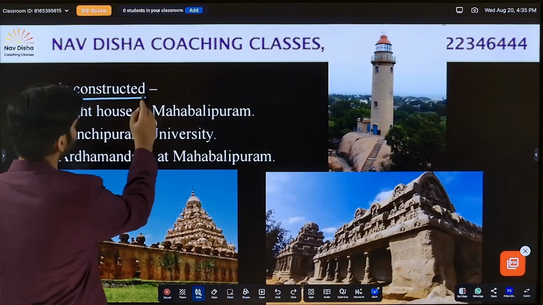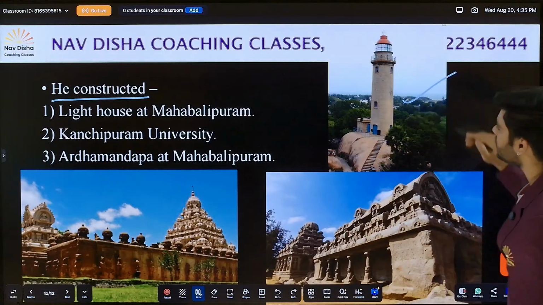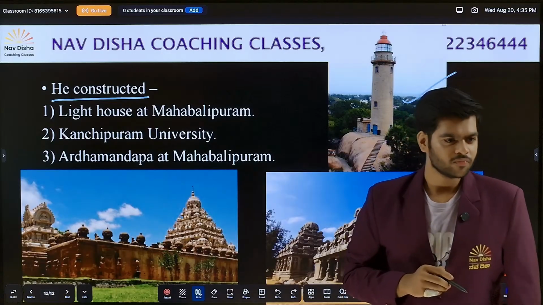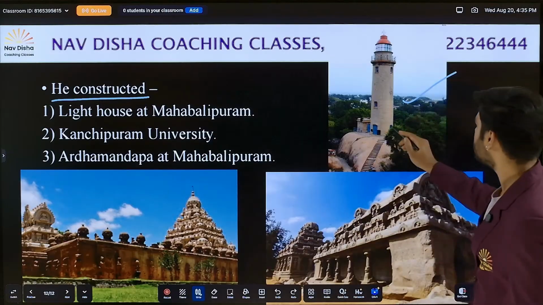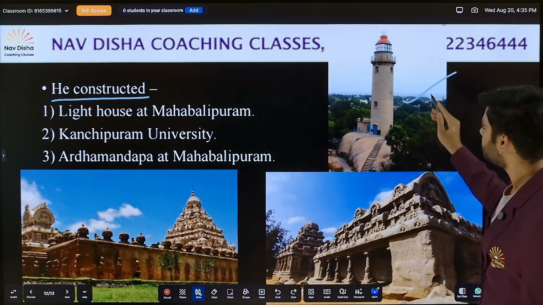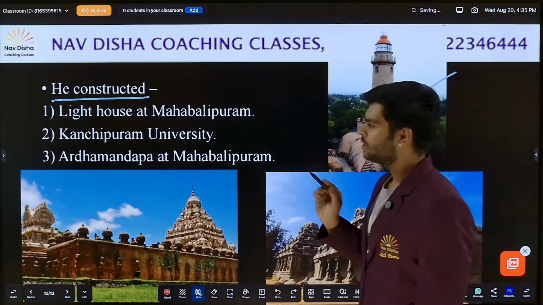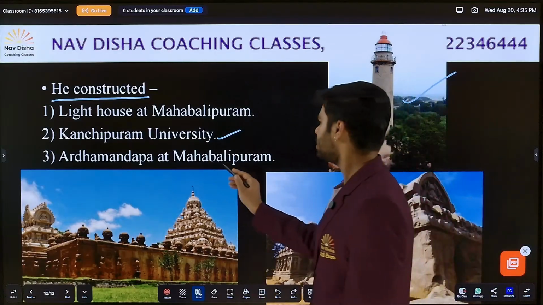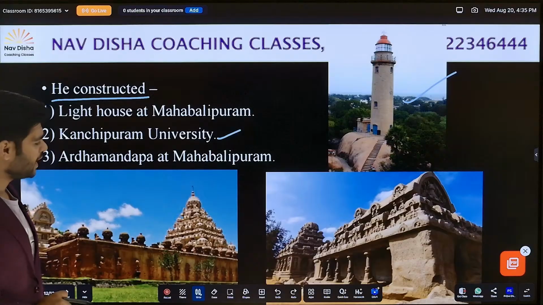Next, he constructed some things. First is the lighthouse at Mahabalipuram. So you can see this lighthouse. What is the work of a lighthouse? To guide the ships to reach the port. That is the work of a lighthouse. And you can see here behind there is the Bay of Bengal, Indian Ocean. This is Mahabalipuram. Their port was here and he constructed this lighthouse at Mahabalipuram. Kanchipuram University was constructed by him. And Ardha Mandap at Mahabalipuram. Mandap means a hall.